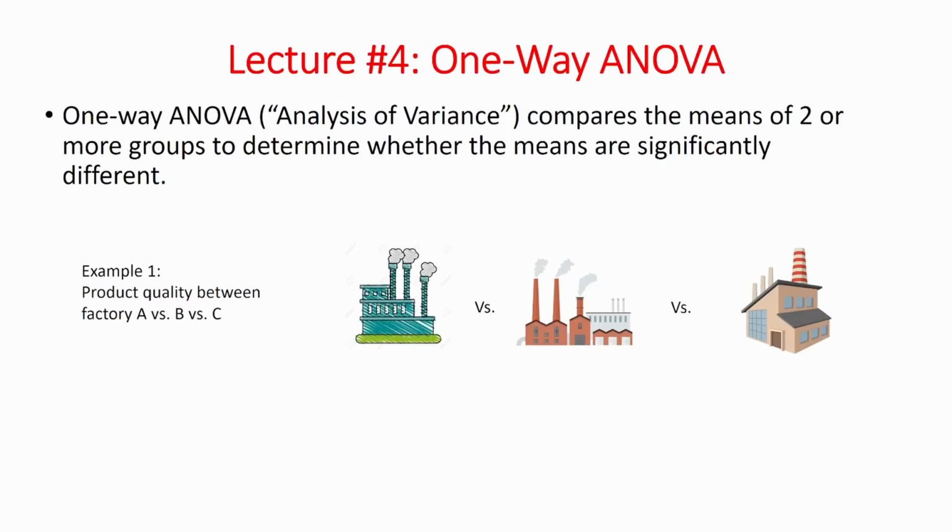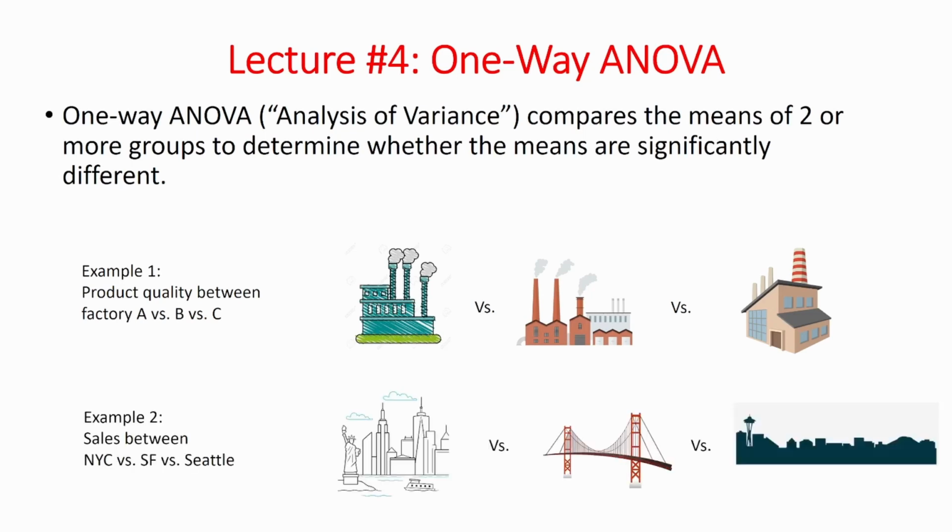One-way ANOVA is to see whether the means of two or more groups are different or not. For instance, you try to compare the products from 3 different factories to see whether product quality is the same or not. Another example is that you try to see the sales from 3 different cities like New York City, San Francisco, and Seattle to see whether the sales from these 3 cities are the same or not.